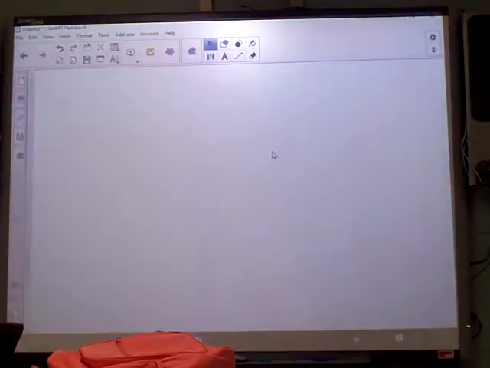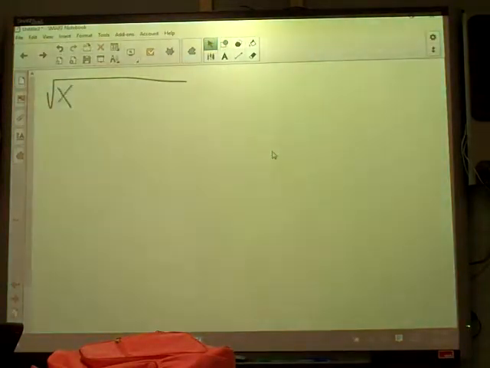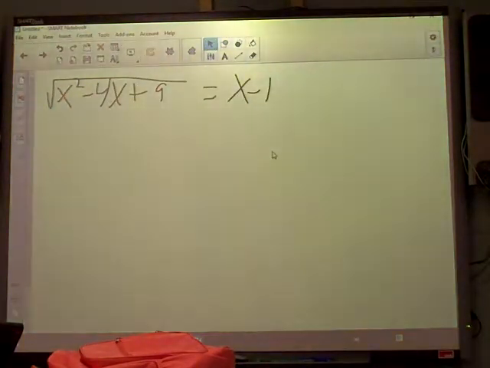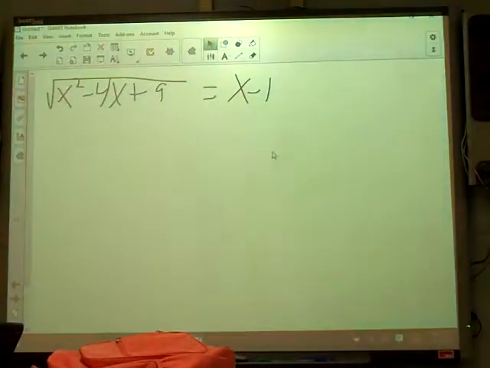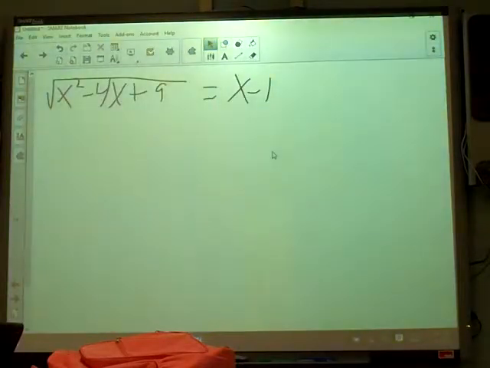Square root of x squared minus 4x plus 9 is equal to x minus 1. Okay, so the new thing on this one is that there's a trinomial under the radical. X squared minus 4x plus 9. We got 3 terms underneath there. Still got the 2 terms, the binomial on the right side like the last problem.